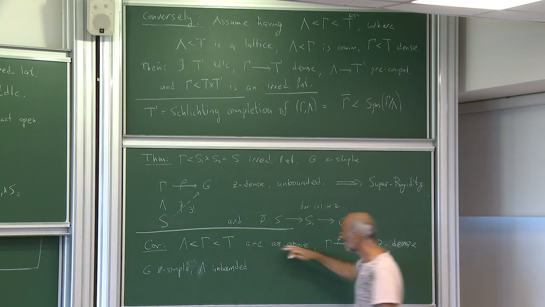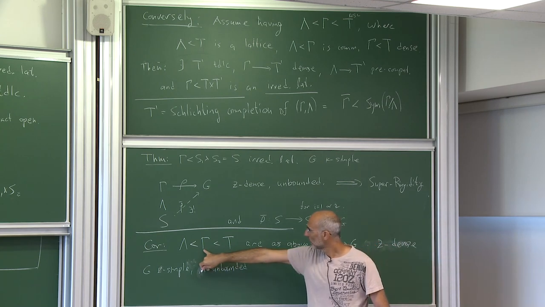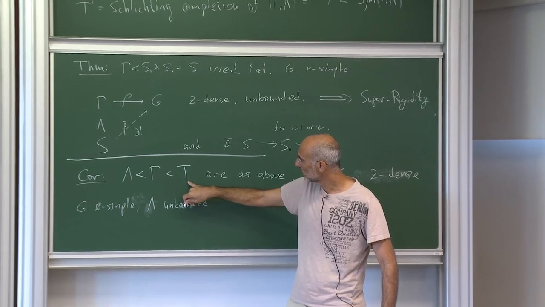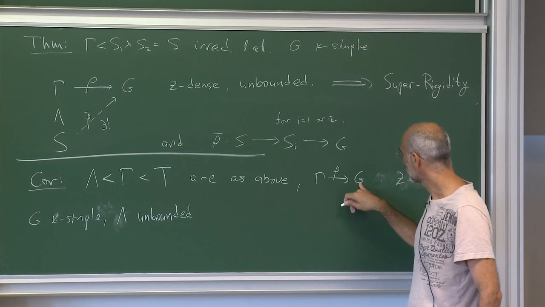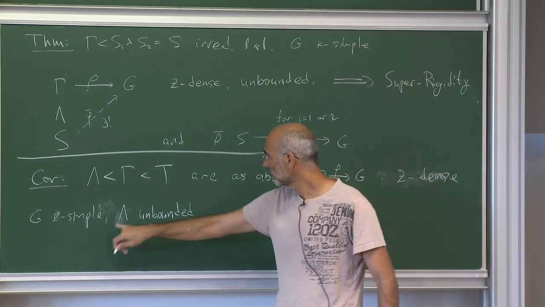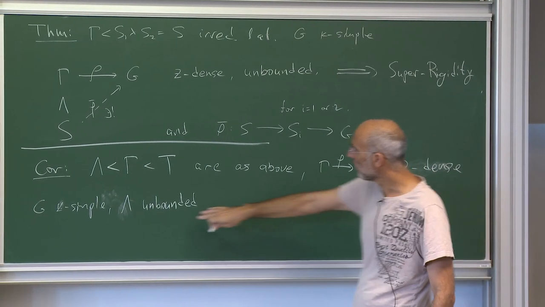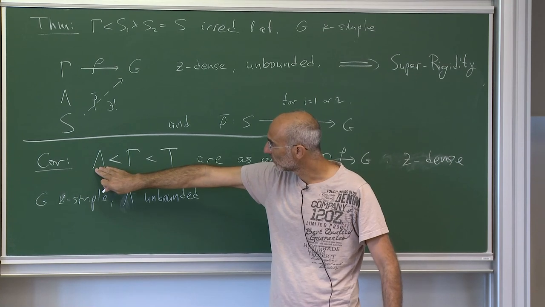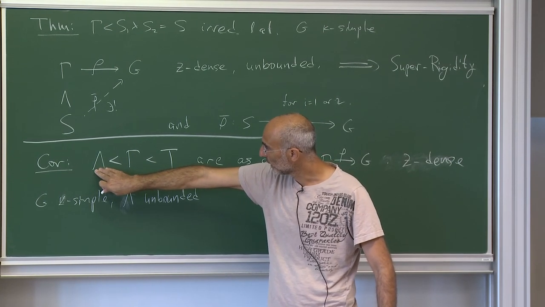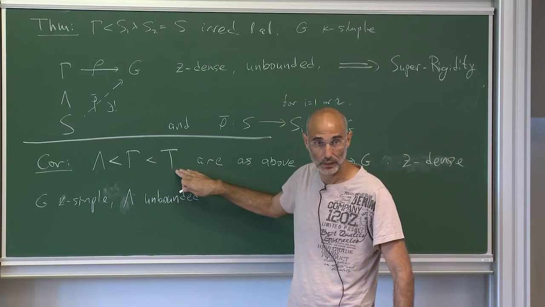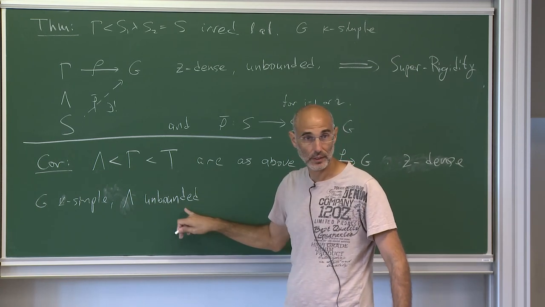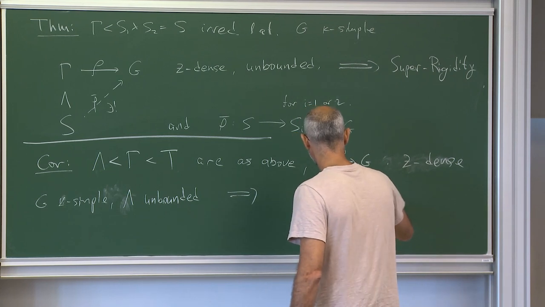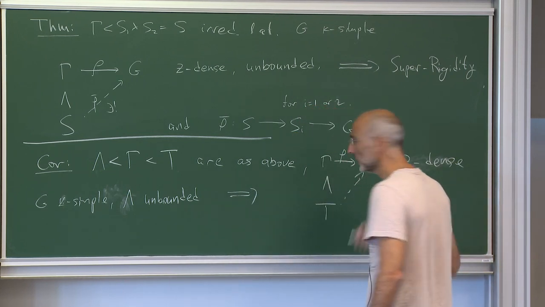If I have a situation of a dense subgroup inside T, which I map into a simple group in a Zariski dense fashion, and now the only assumption about lambda, which is a commensurated subgroup of gamma, which is a lattice in T, is that it has an unbounded image, then we can complete this diagram.